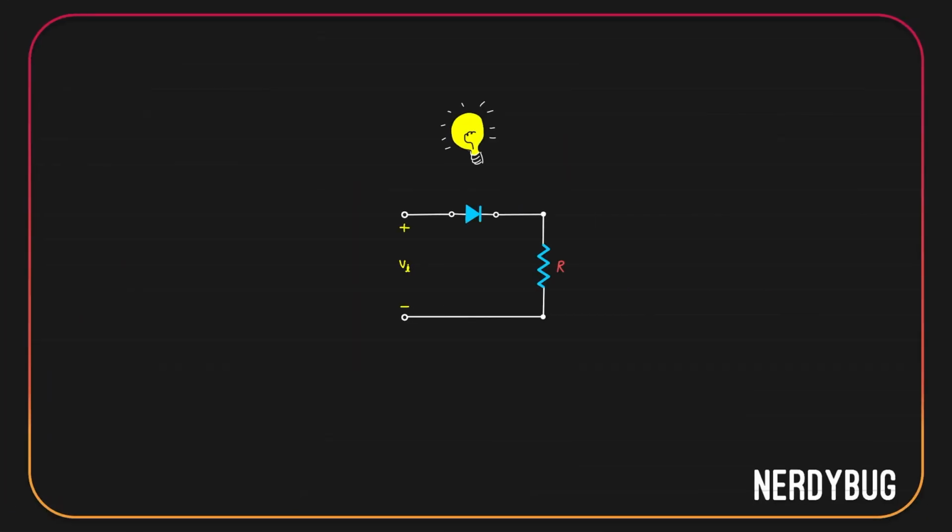A typical clipping circuit looks like this. It has a diode and it has a resistor. Input is applied over here. Where is the output taken from? Well, output can be taken across the diode or the resistor, depending on our requirement.